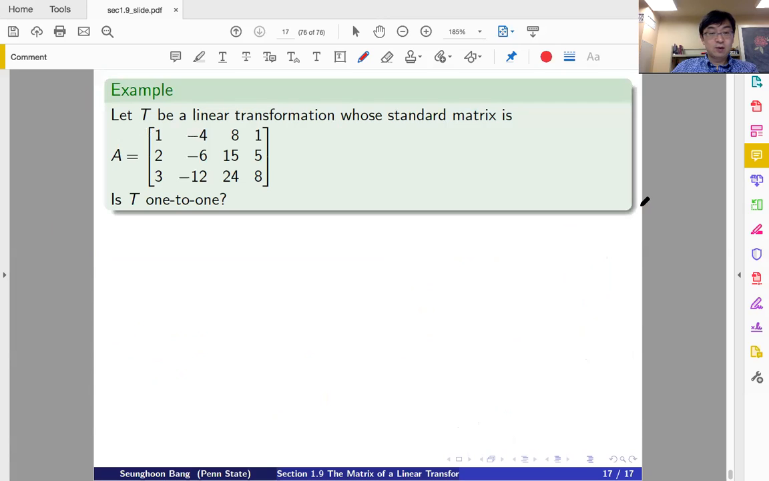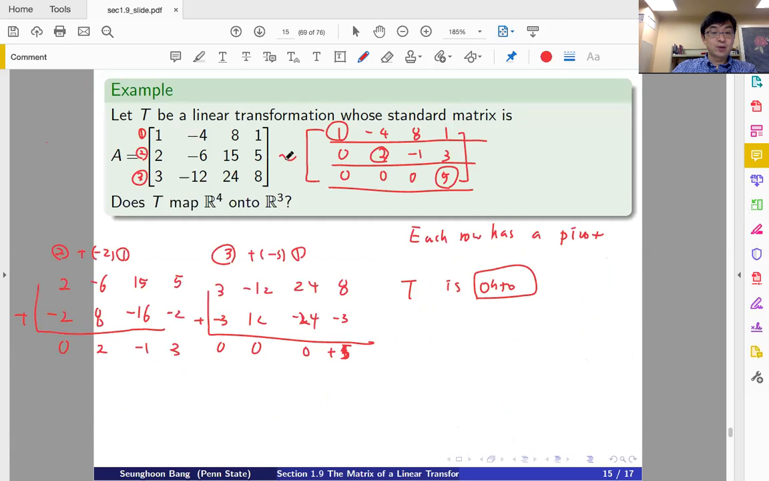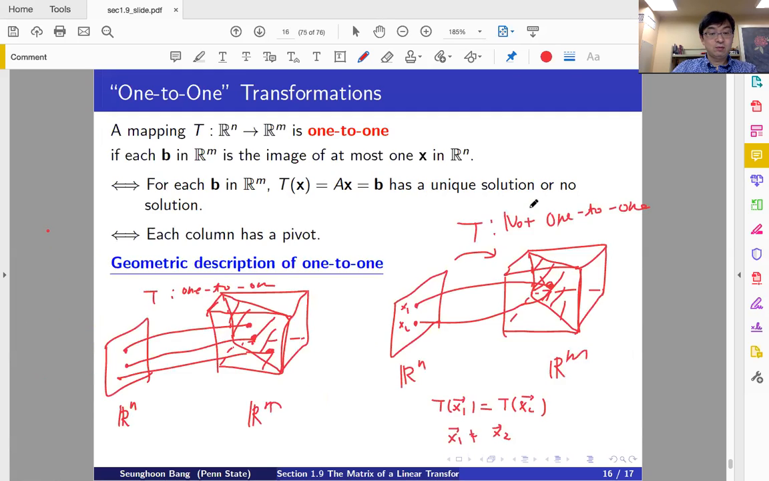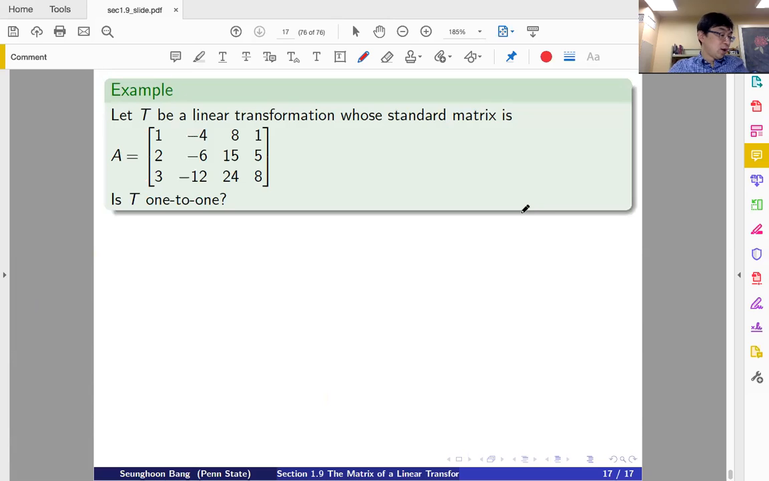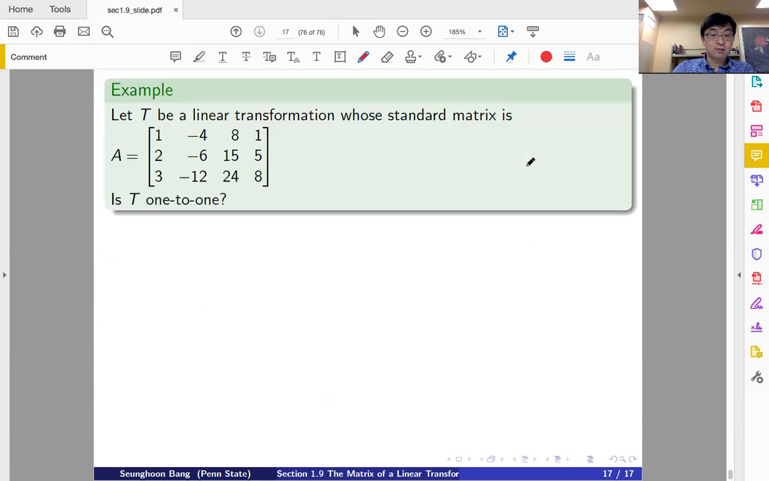I'm going to give one more example. T is this one. This is exactly the same as the previous one, so you can use the same procedure. You can find the echelon form. Echelon form is this one, right? This is the echelon form.